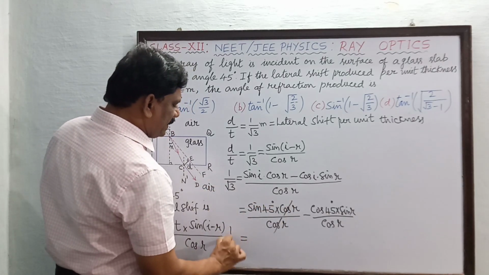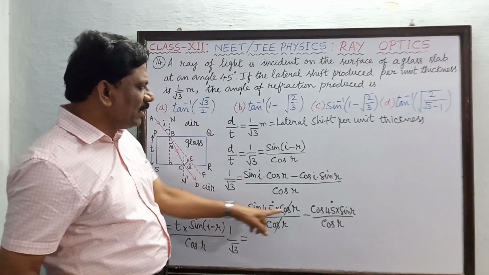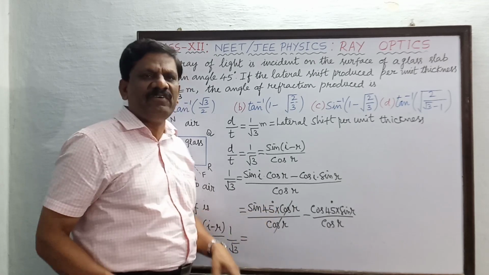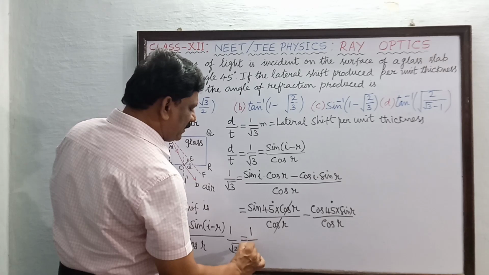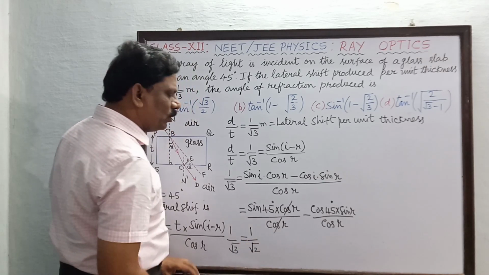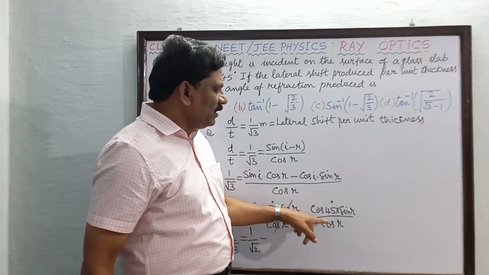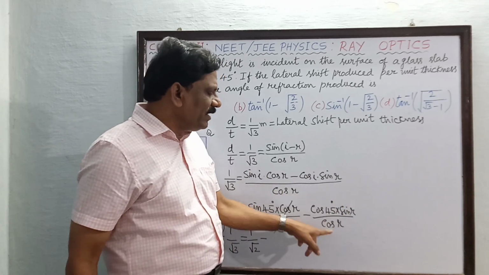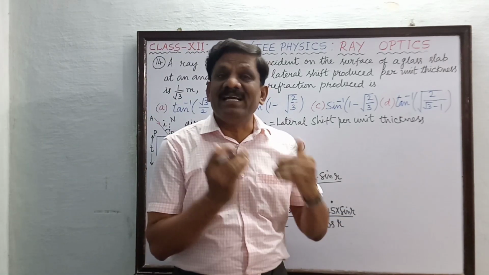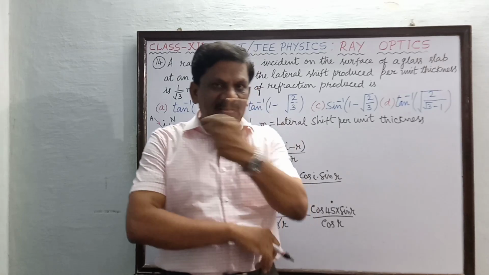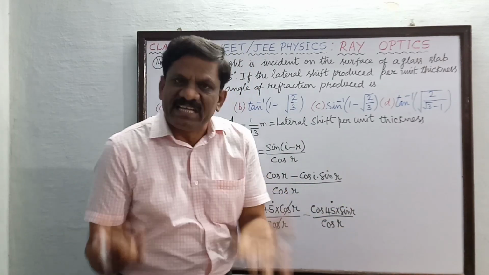So left hand side is what? 1 by root 3. Right hand side first term, after cancelling cos R, what is the sine 45 value? Sine 45 is 1 by root 2, is it not? So this is equal to, first term is 1 by square root of 2, minus cos 45 multiplied by sine R divided by cos R. What is sine R divided by cos R? It is tangent of R. Sin theta by cos theta is equal to tan theta. So this sine R by cos R will become tan R.